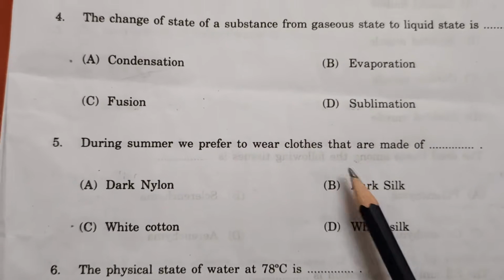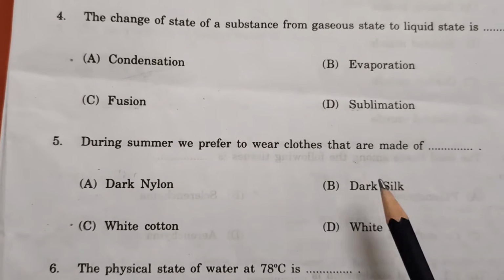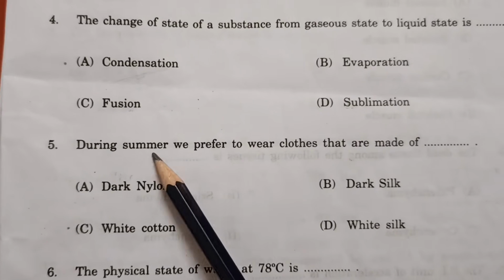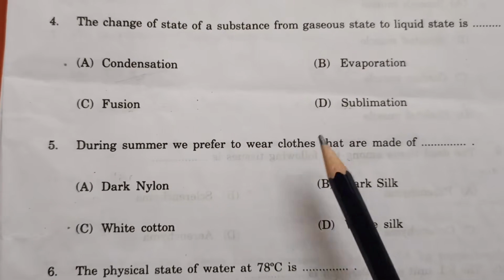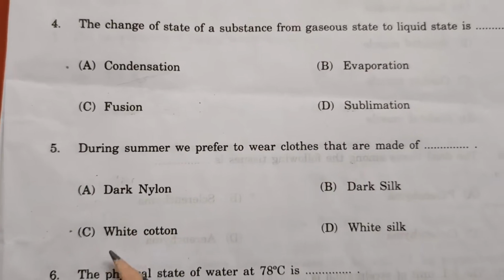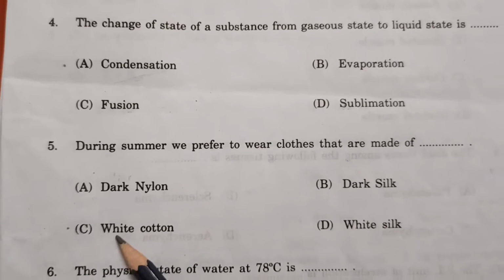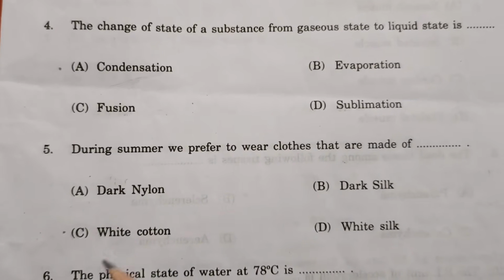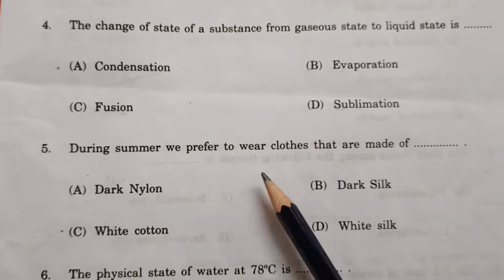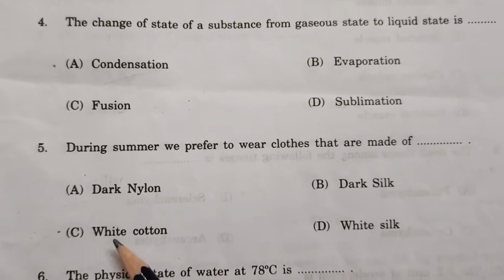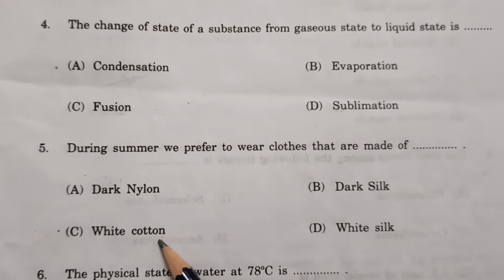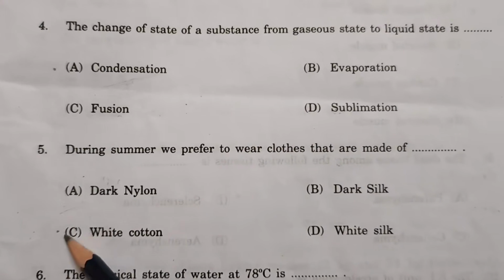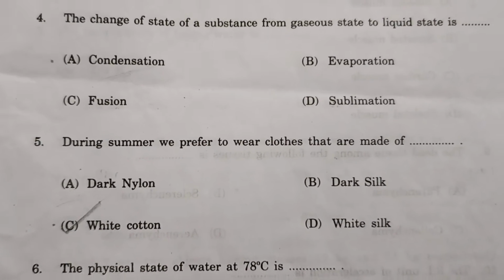A and B will be wrong as dark colours absorb more heat. In summer we prefer to wear loose clothes. So, C and D are white clothes that do not absorb heat. White cotton is a loose cloth with loose fibers. So the correct option will be white cotton.